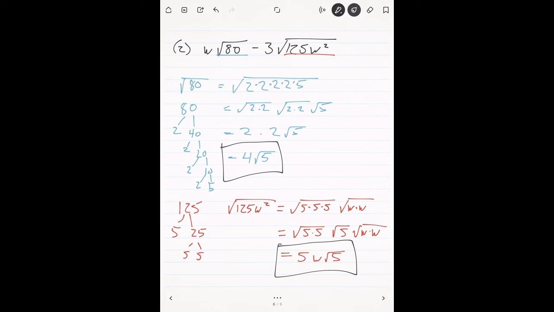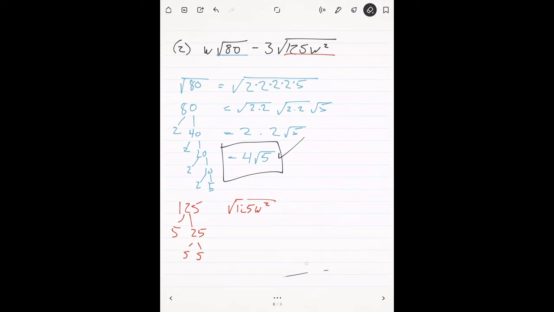Now, we're not done with our work. All we did was simplify down these radicals. And we can see that, in fact, yes, they are like radicals, because the radical here is root 5, and the radical here is root 5. So we can go ahead and combine these together. So let's clear our workspace, and we're going to substitute these values back in.